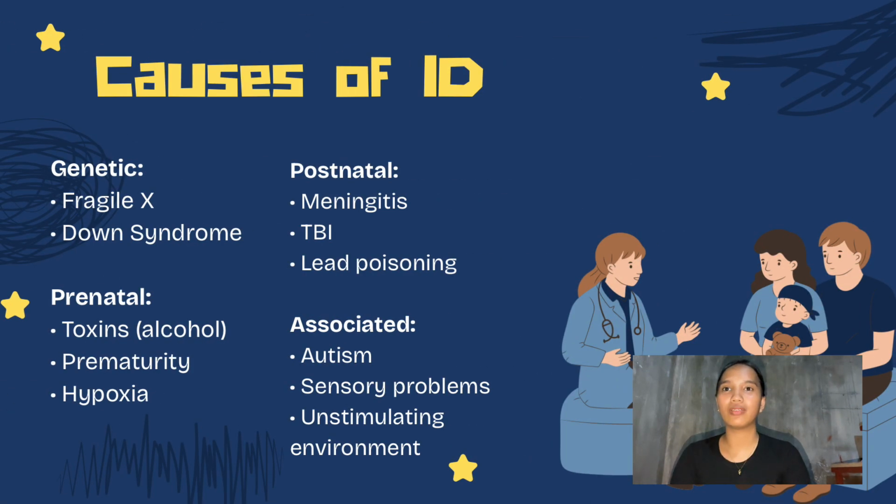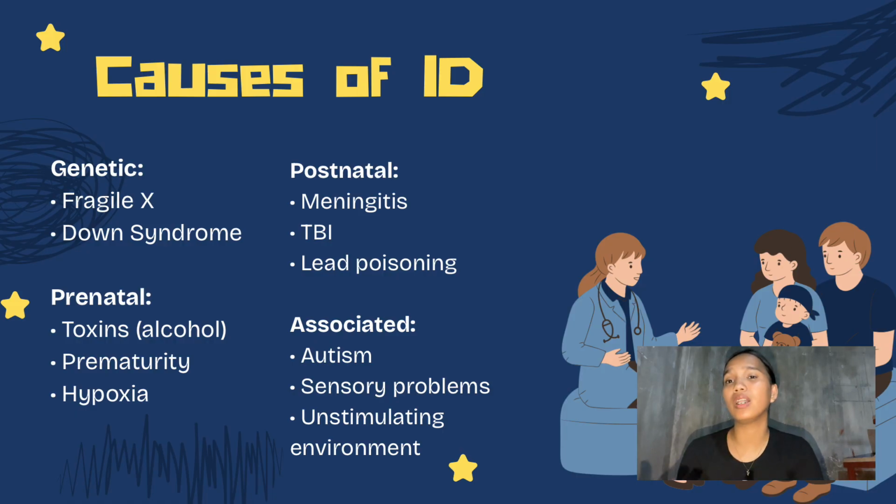Now let's move forward to the causes of ID or intellectual disability. There are different causes of intellectual disability. This can be genetic, such as Fragile X or Down syndrome, prenatal factors including exposure to toxins and poor nutrition during pregnancy, and postnatal causes. It includes naman serious infection, head injuries, and lead poisoning. And some students also experience ID or intellectual disability alongside autism or sensory difficulties.